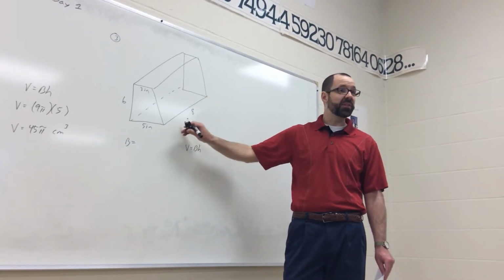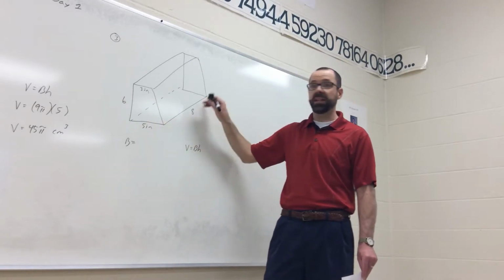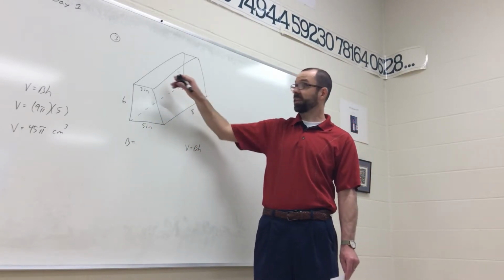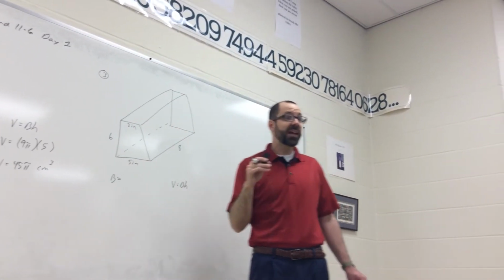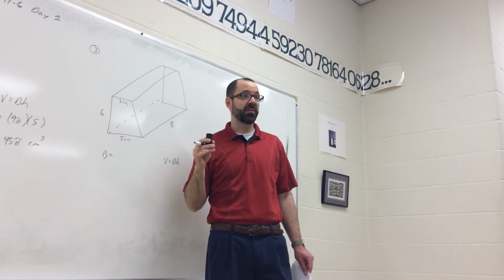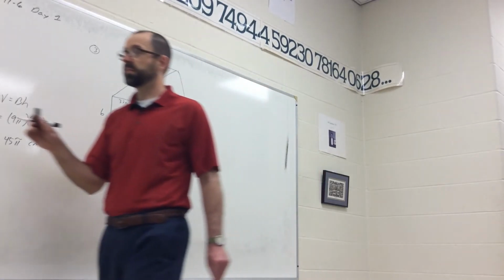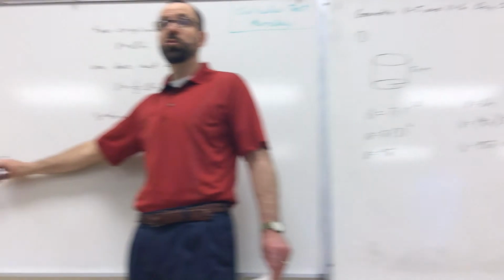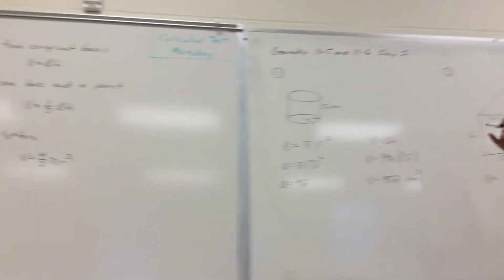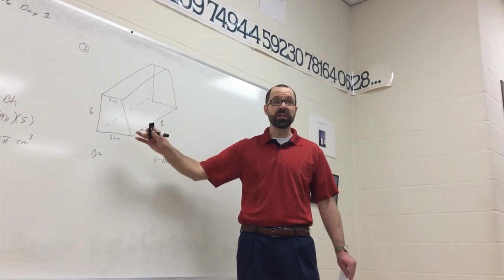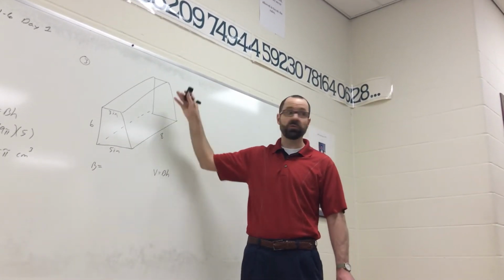Now the tricky thing about this figure is there's a rectangle on the bottom, right? It's 5 by 8. And then there's a rectangle on the top, but it's 3 by 8. So the rectangle on the bottom is a different size than the rectangle on the top. And because of that, those are not the bases. The bases are the 2 congruent figures. So in this case, the bases are the trapezoid in the front and the trapezoid in the back, because those are congruent to each other.